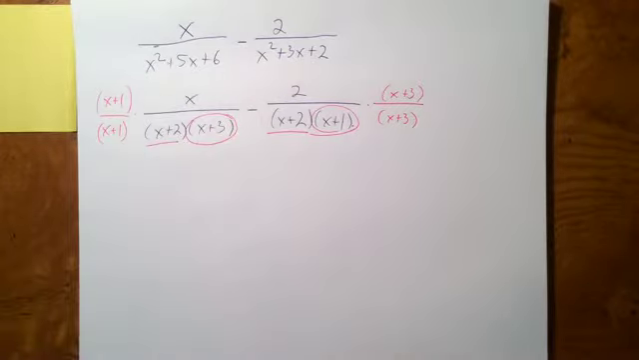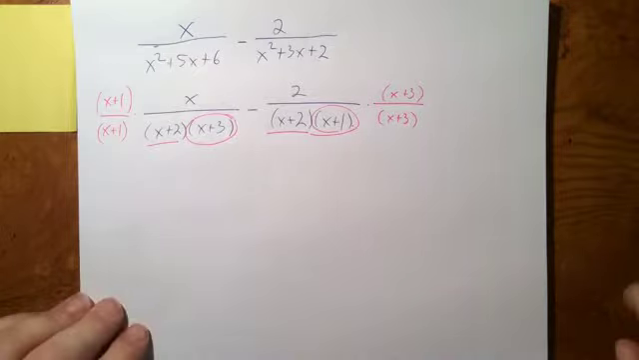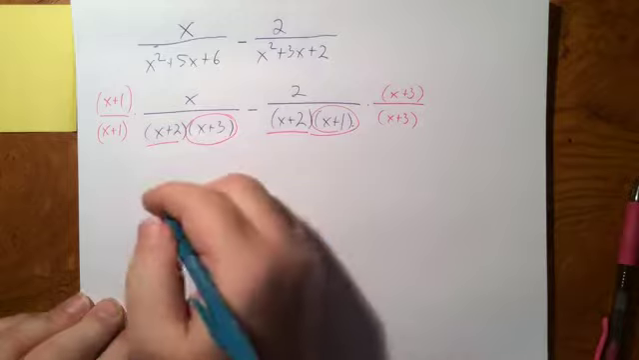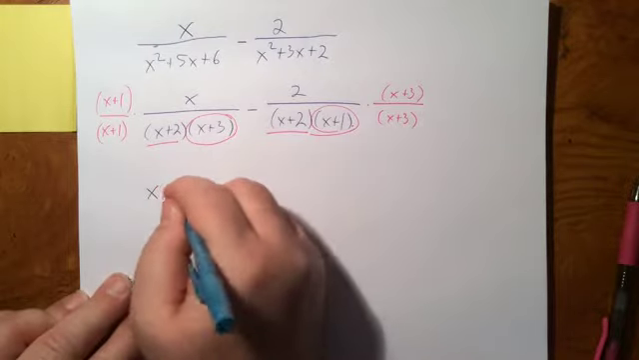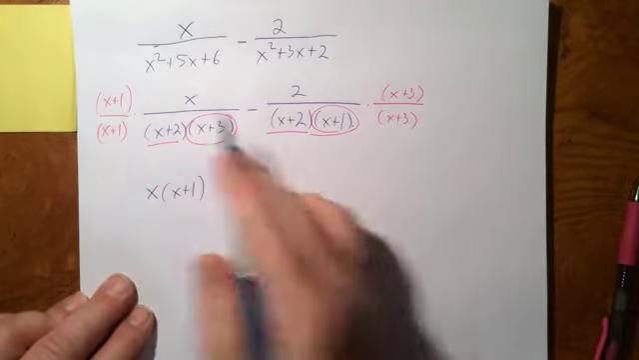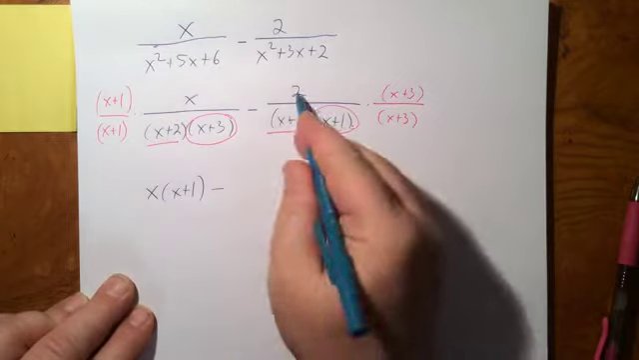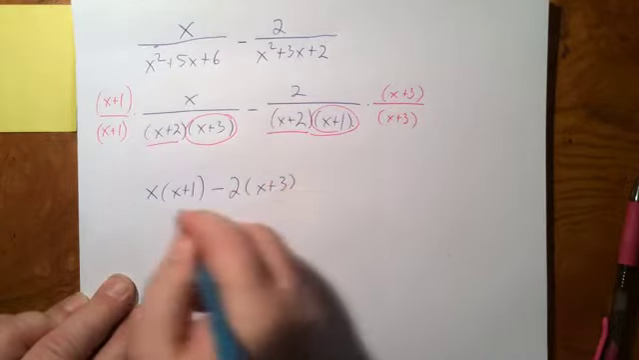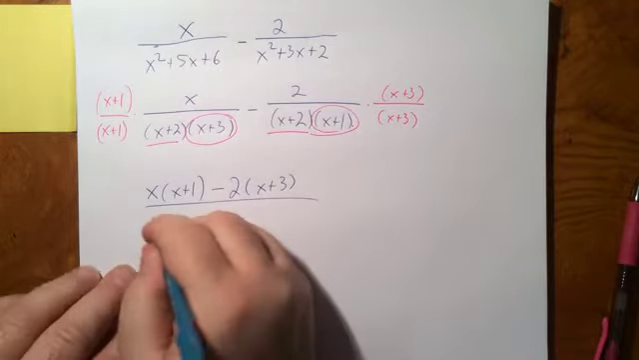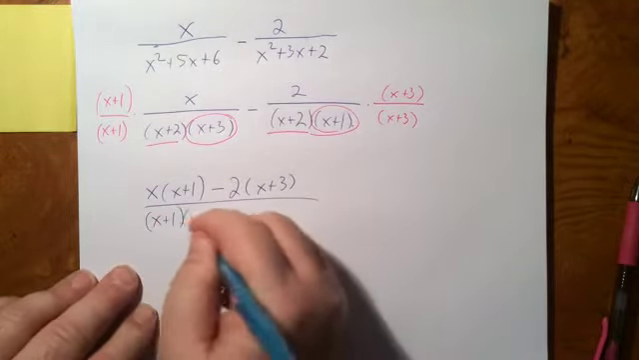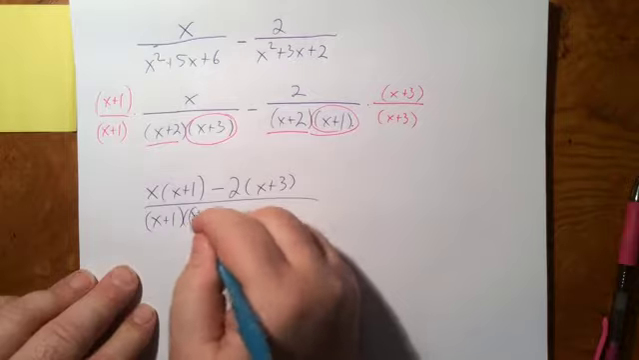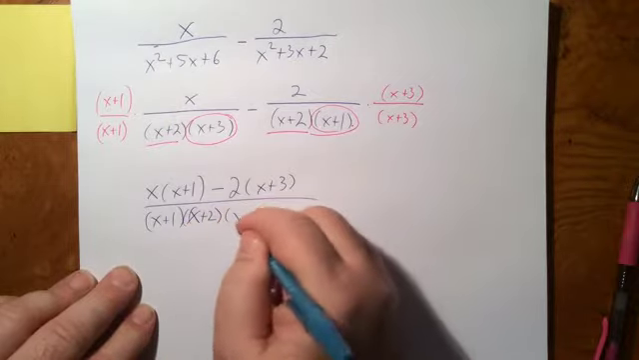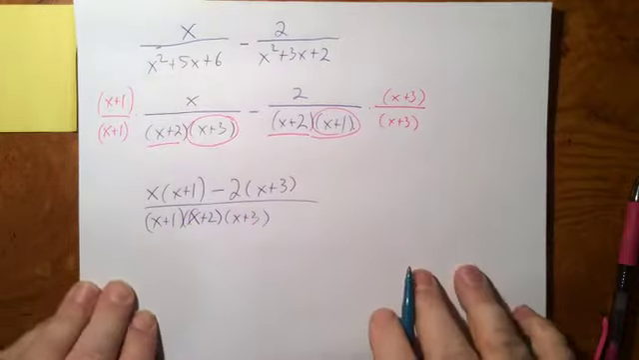So, I'm going to go ahead and rewrite this problem now. So, we'll do this as follows. We now have x times x plus 1 minus 2 times x plus 3. And this is all going to be over x plus 1 times x plus 2 times x plus 3.